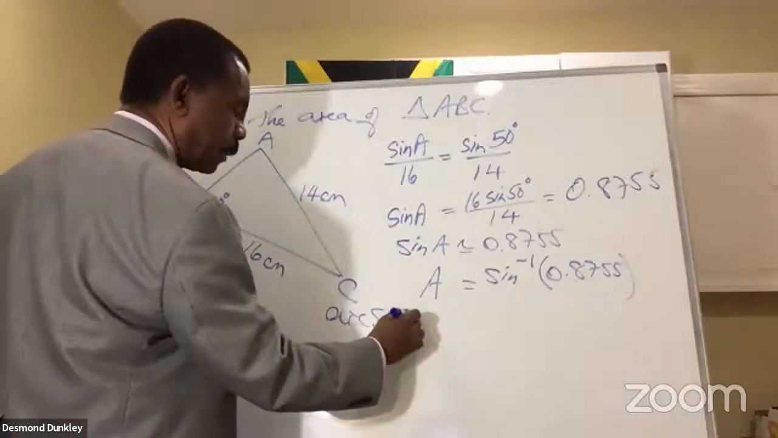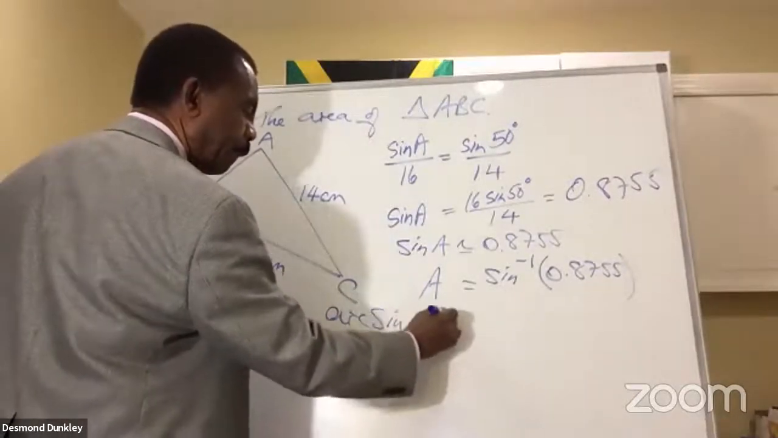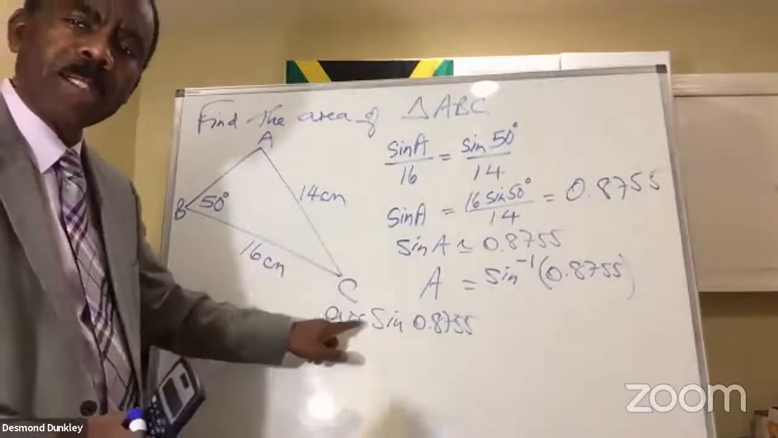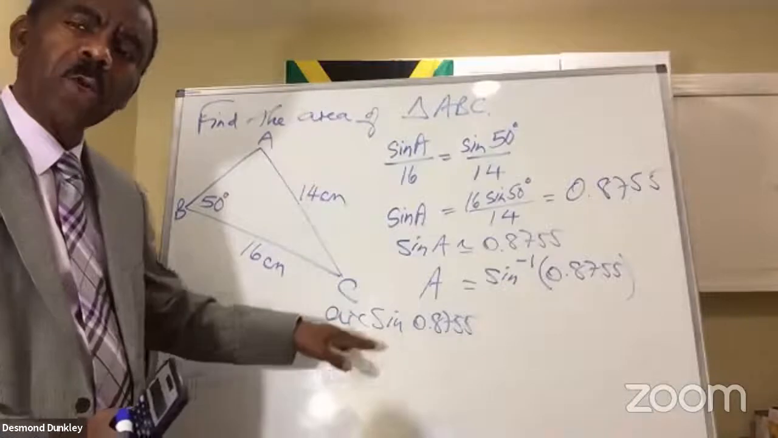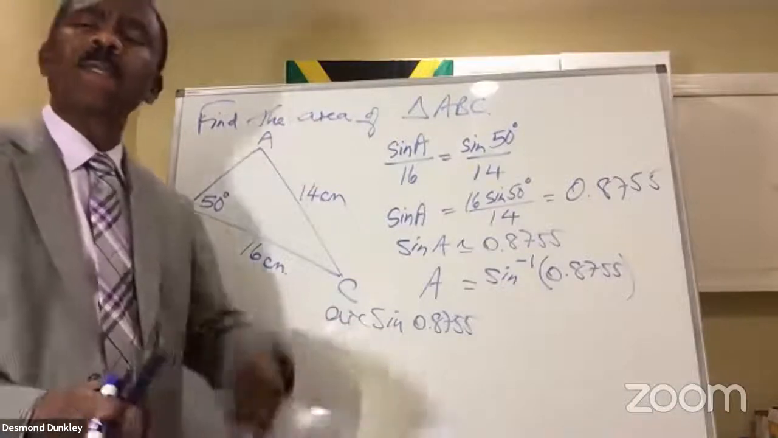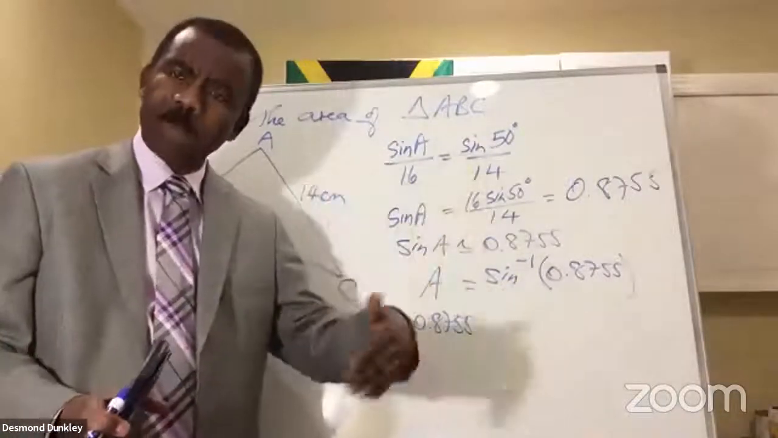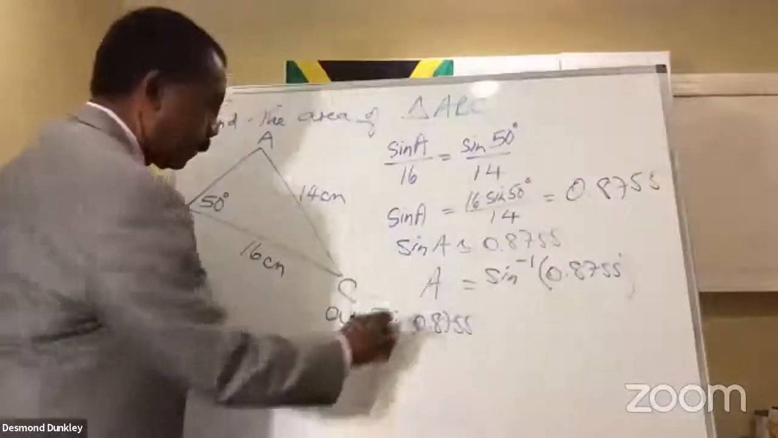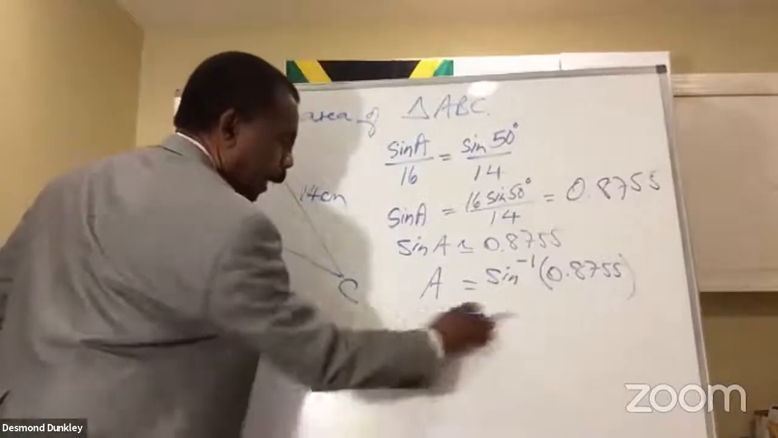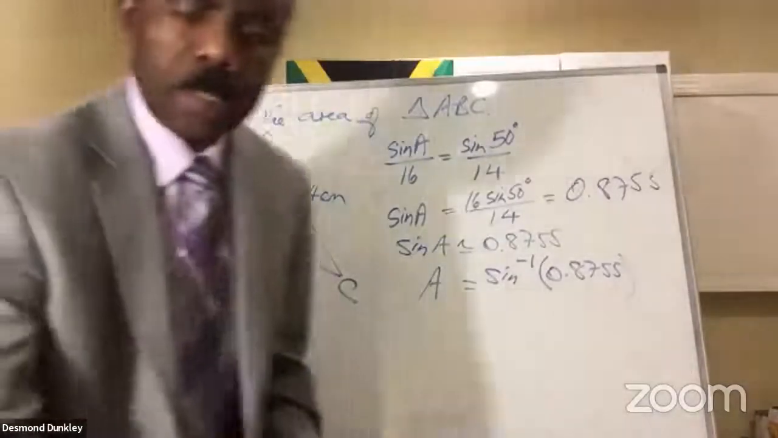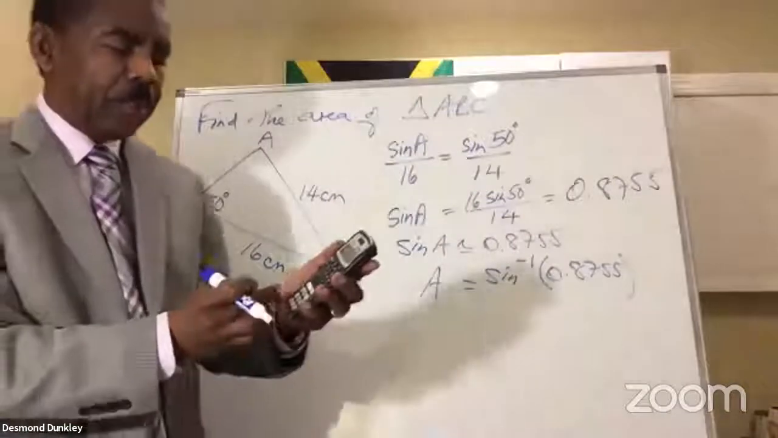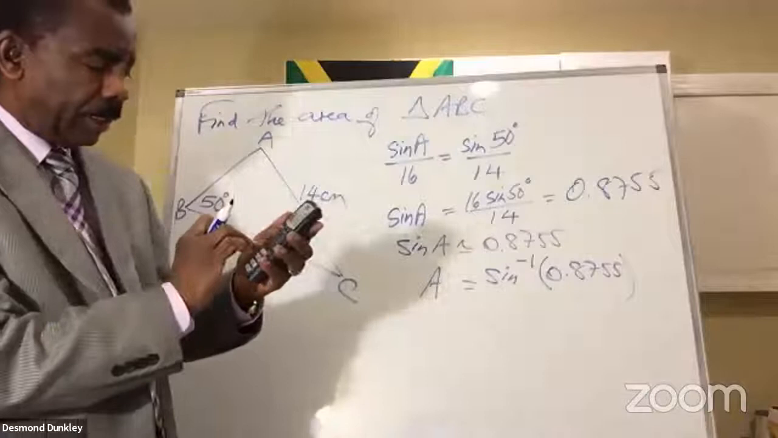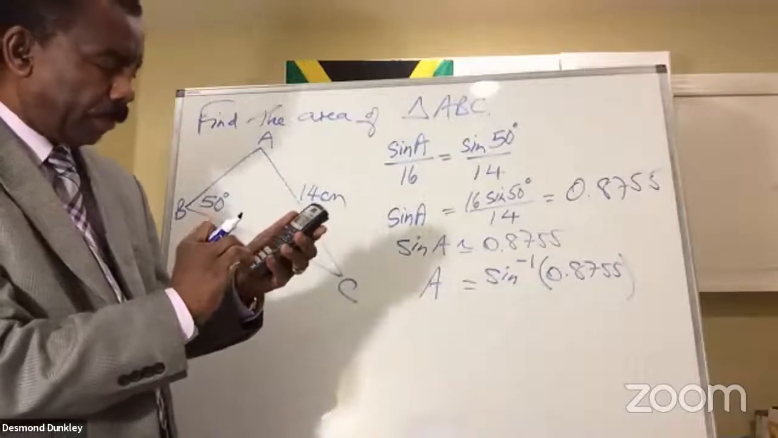I was saying to you that sine to the -1 can also be written as arc sine 0.8755. I'm mentioning it so that if ever you see arc sine, arc cosine, arc tangent, it's the inverse of sine, the inverse of cosine, the inverse of tangent. Just be aware of that. Then you use your calculator, and usually it's the second button along with the sine. So in this case, second, sine.